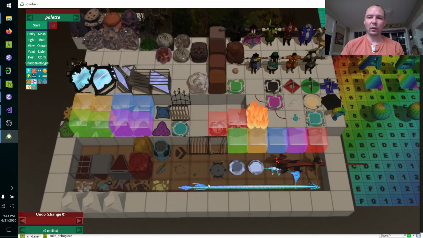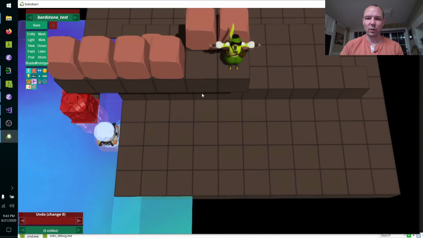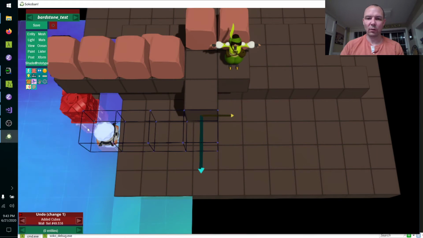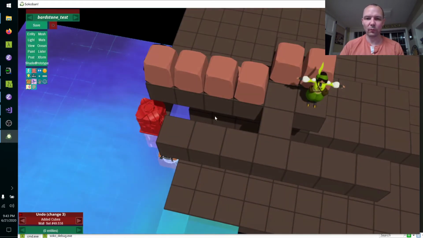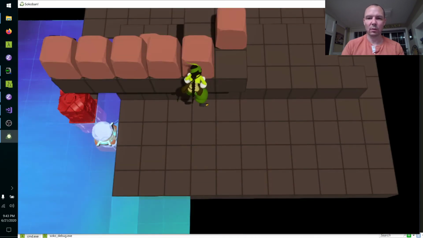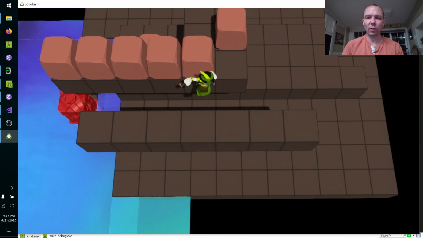Okay, so one thing that the thief can legit do, let's start testing things, is cross a one square gap. All right. So like this is a legit thief move.